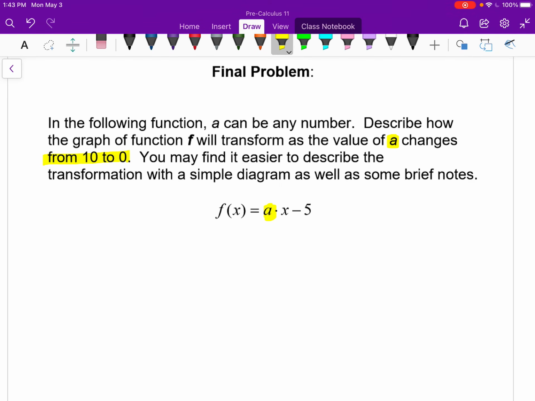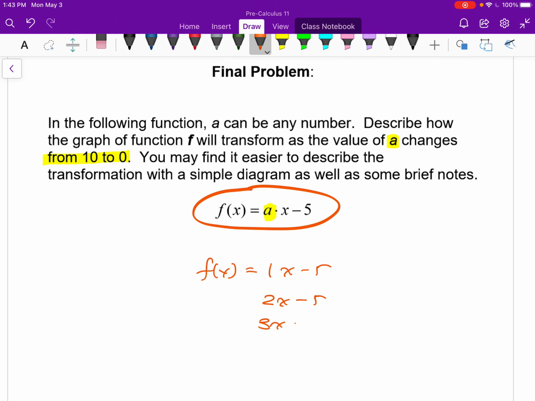Like, if I were to think about the graph of this, and I had f of x equals 1x minus 5, or 2x minus 5, or 3x minus 5. What will all these graphs have in common, and what will they have different? And again, what about 3.1x minus 5 and 3.2x minus 5? Again, what changes will that make? But also, what things will not change if I just change a?